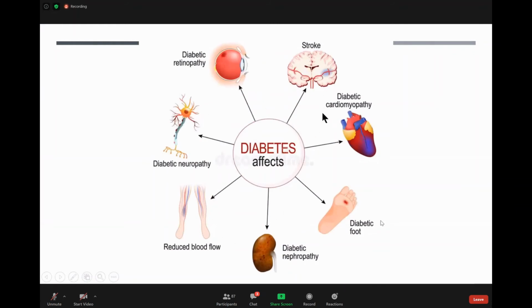So, you have here stroke, kasi ang problema pong diabetes ay merong multi-organ involvement. So, minsan nagkakaroon po ng diabetic foot, diabetic nephropathy, reduced blood flow, diabetic neuropathy, your diabetic cardiomyopathy, and your diabetic retinopathy right here. No, so we'll zero in later on diabetic retinopathy. No, and then your diabetic cardiomyopathy and stroke.